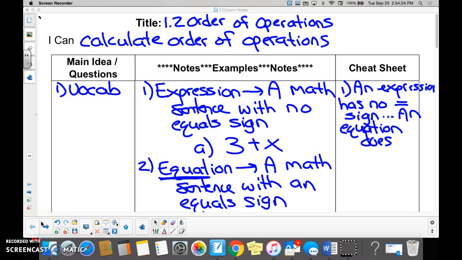1.2 Order of operations. I can calculate order of operations. Do you feel like you're a little better at calculating order of operations? Yes. Golly jeepers, I hope so.